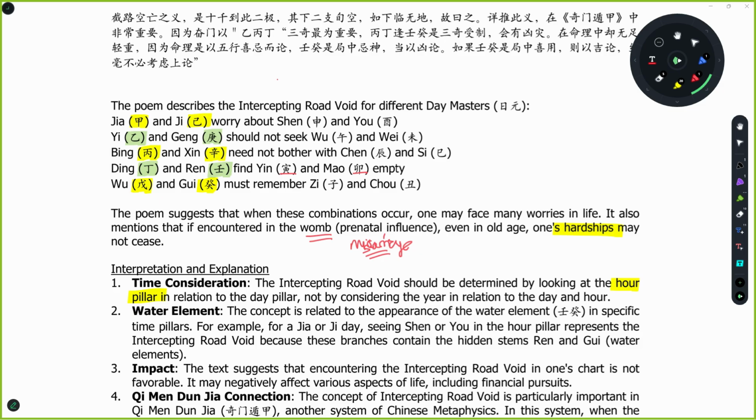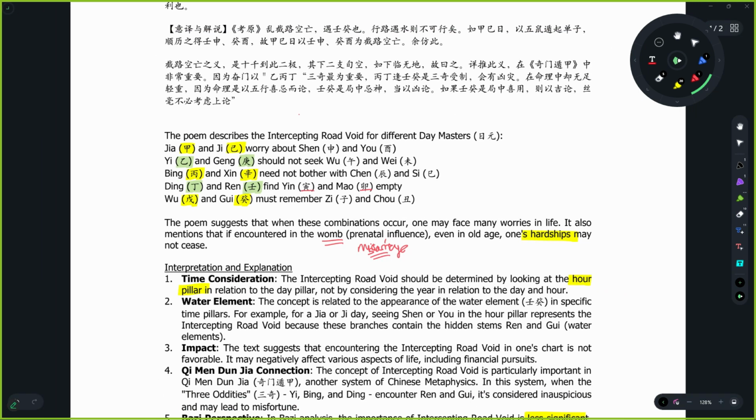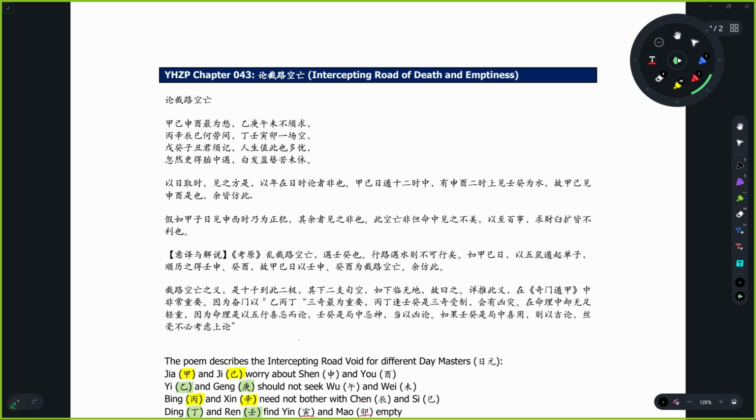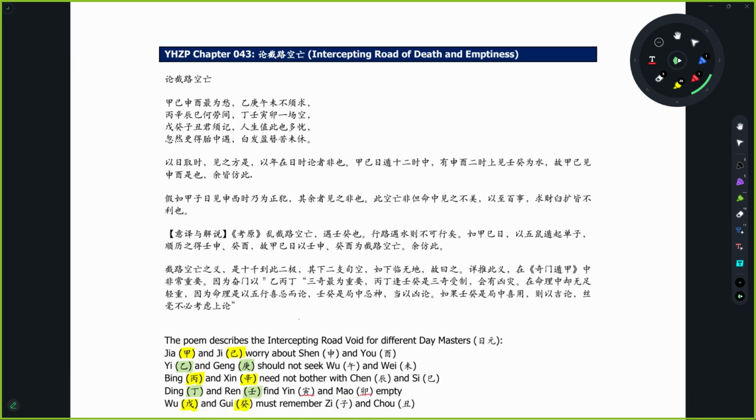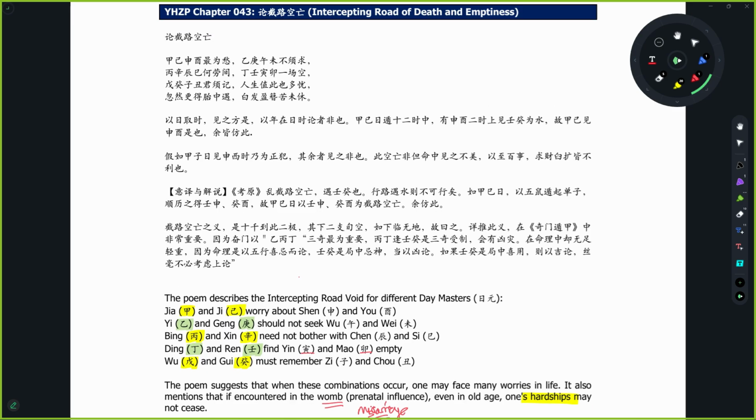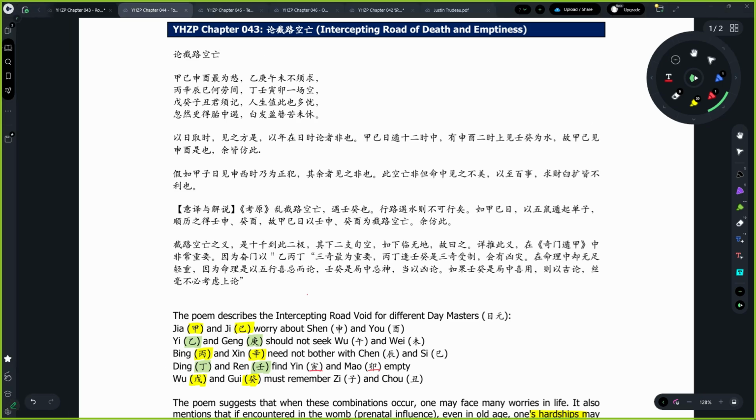children. And for males, it can also denote something similar, but it also means that there is less affinity with children. So you may find that they may be a bit more aloof, a bit more detached as well. Right, but anyway, this will be the intercepting roadway, and that will be your chapter 43. Also an extension of death and emptiness, called the road D and E.